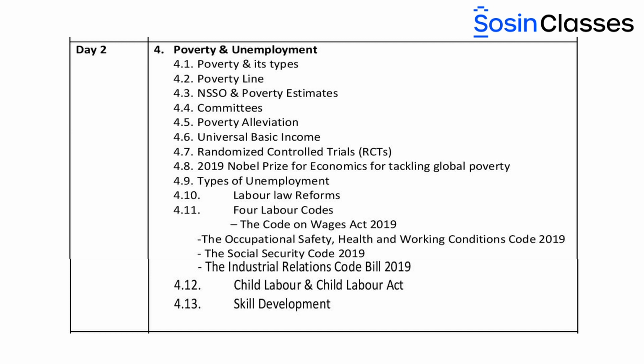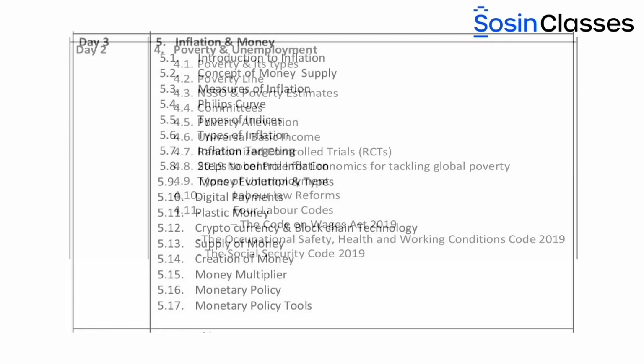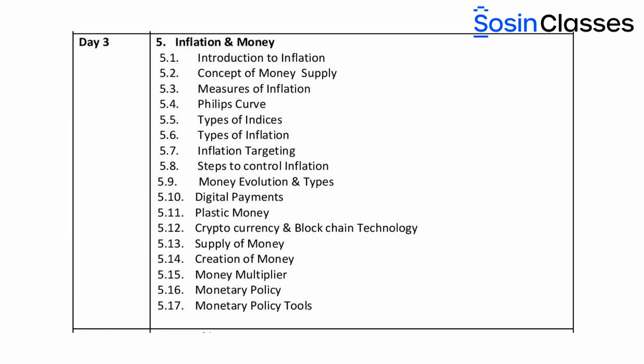So what's the government's idea about skill development and how are they going about it? I'm sure you all heard about the Skill India program. So that's where we wrap up day two. Day three, we would go on to inflation, the concepts of inflation and money. So inflation, what's inflation, what are the measures of inflation, what's inflation targeting, the types of inflation, and we would move on to look at money, the concepts of money supply, the money aggregates, the money multiplier, monetary policy, the monetary policy tools, and so on.